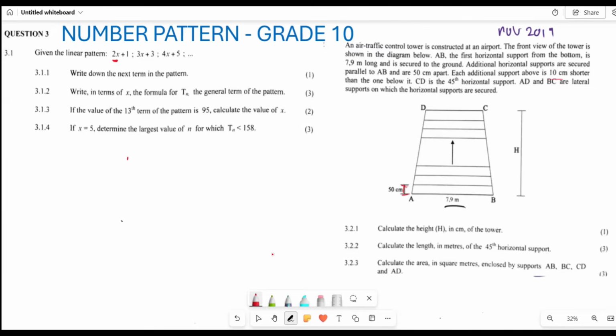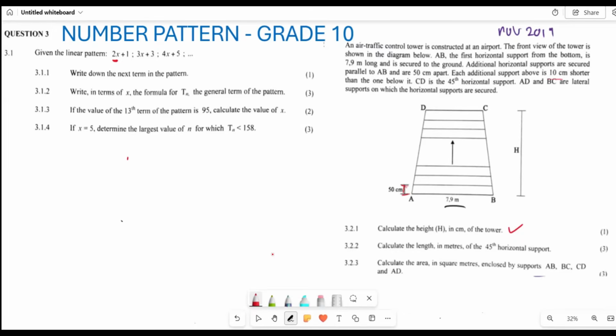Now they are saying CD is the 45th horizontal support. Now AD and also BC are the lateral supports of this horizontal support. Okay. So now what is it that you are having here, right? Now, let's look at this question. The first question here, they want us to find out what is going to be the height of the tower, right?